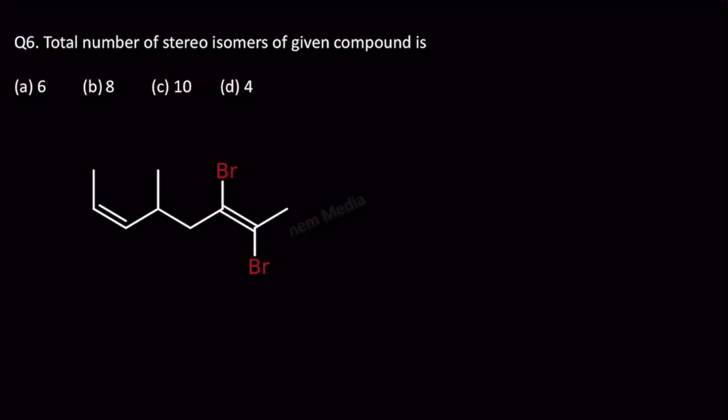Hello everyone, here is a question based on stereochemistry. What is the total number of stereoisomers of the given compound? The number of stereoisomers depends on the number of stereocenters. Chiral centers are sometimes referred to as stereocenters, and we have to include geometrical isomerism also as a stereocenter.